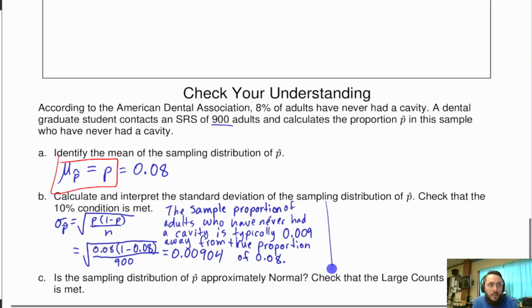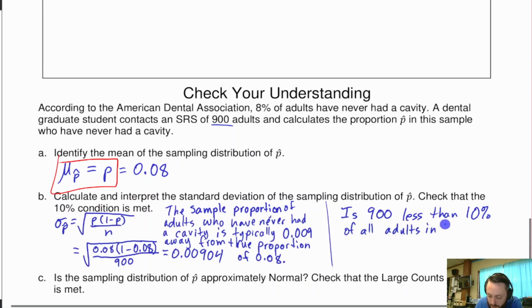Now, as for the 10% condition, verifying that that's met, we're really asking the question: is 900 less than 10% of all adults in the US? We don't have to calculate anything. I don't like using the phrase common sense, but sometimes we just think about it a little bit. There are a lot of adults in the United States, and 10% of a lot is still a whole lot. So 900, yeah, that's going to be less than 10%.